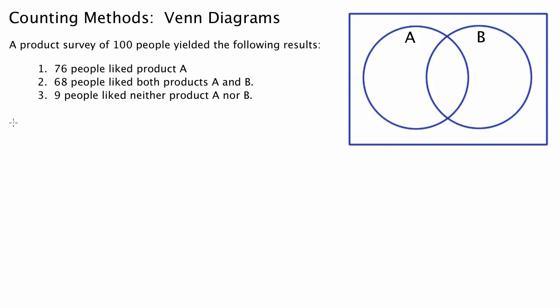Some example of questions that we might have at this point would be something like, how many liked only product B? And then that's slightly different from liking only B and not A is liking just generically B. Meaning they could have liked A, but at least they like B.